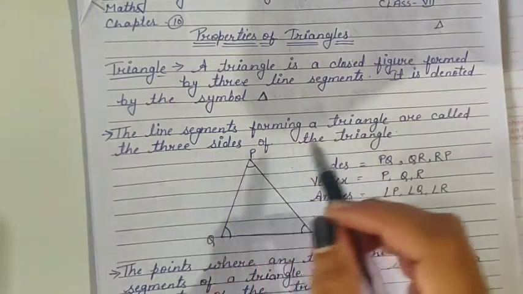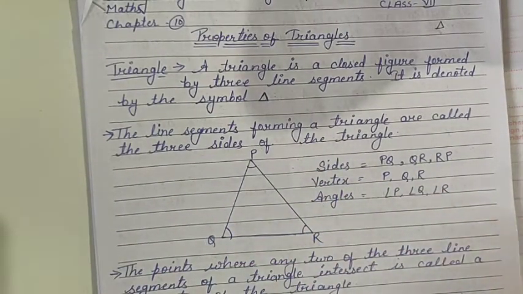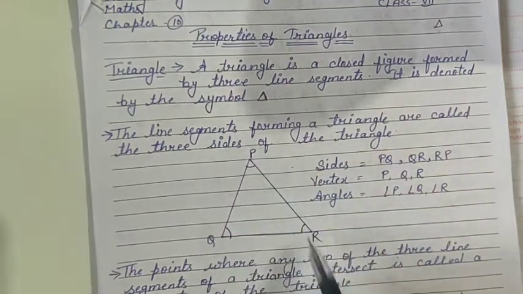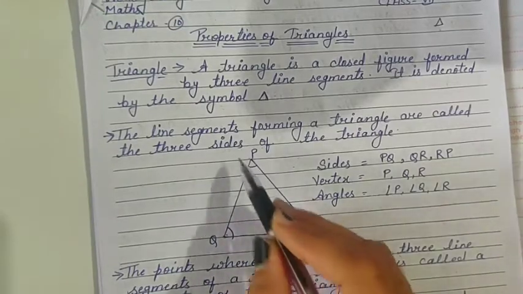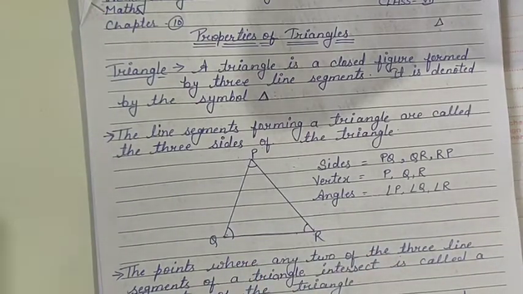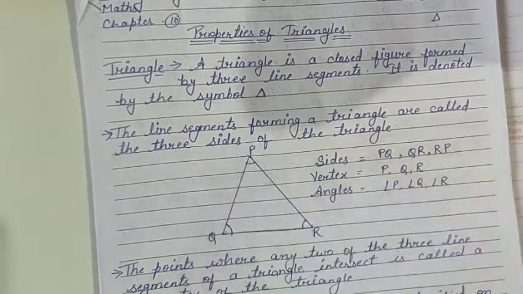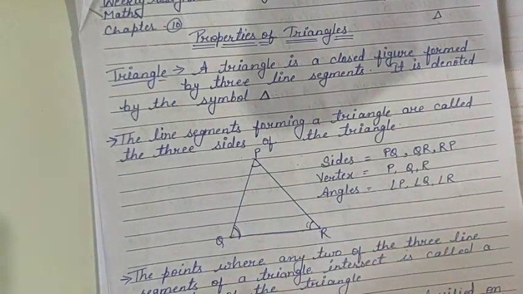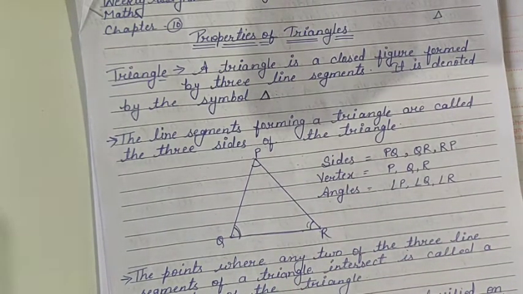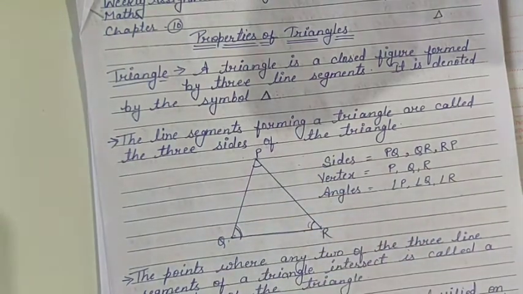The line segments forming a triangle are called the three sides of the triangle. This is a triangle PQR. So these line segments PQ, QR and PR or RP are called sides of this triangle. These are three angles of this triangle: angle P, angle Q and angle R. And a triangle has three vertices P, Q and R.